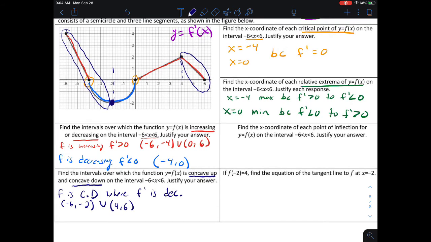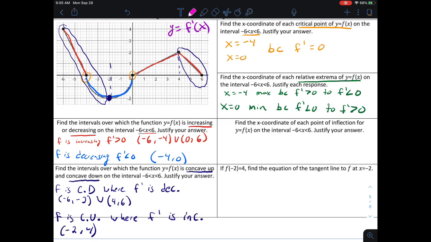Now, likewise, we're going to be concave up where the exact opposite is happening. So f is going to be concave up, I'm going to abbreviate that, where f prime is increasing. So where it has positive slope, but it's going to be everywhere that I did not circle. And so it's going to be increasing from -2 to 4.